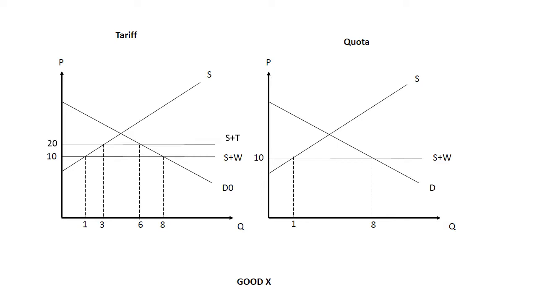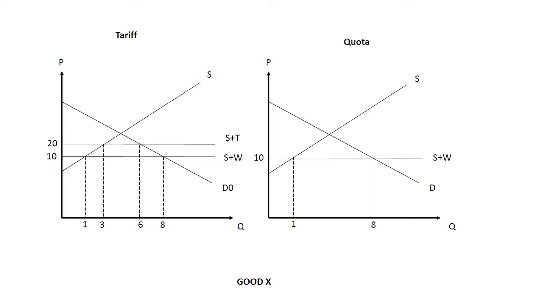So 6 minus 3 is equal to 3. This is the number of imports after the government imposes a tariff. After the government imposes a tariff of 10 ringgit, the price increases, so the number of imports is reduced from 7 to 3.